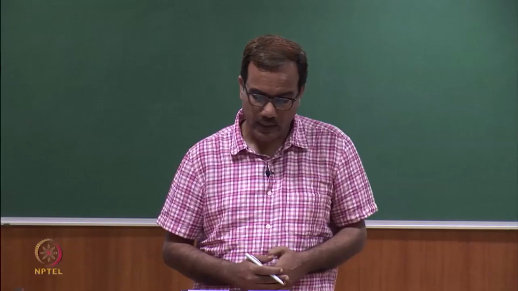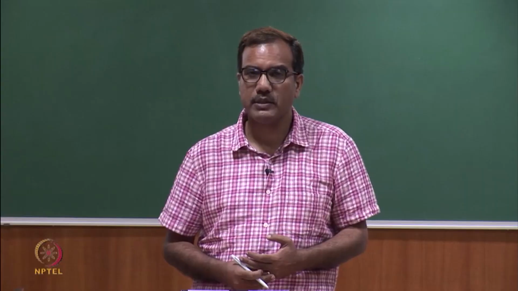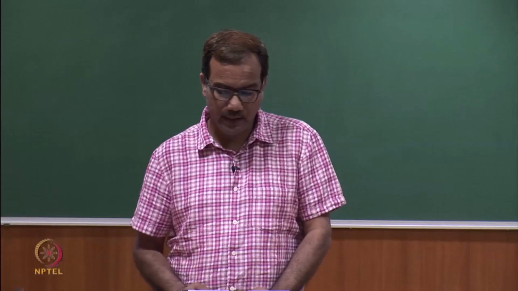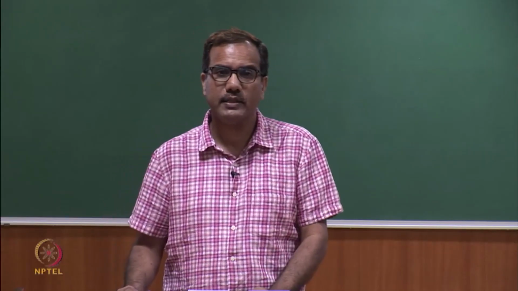I will give a few more examples. For example, natural rubber and butyl rubber. We can differentiate between these two kinds of rubbers, because natural rubber is a polymer of isoprene which has a double bond, whereas butyl rubber is a polymer of isobutylene, and you see here there is no double bond, and in natural rubber you can see a band around 1630 centimeter inverse, which will not be present in butyl rubber.